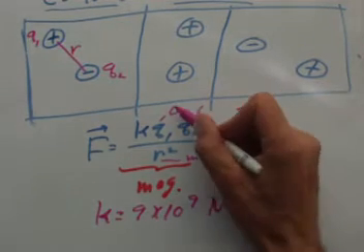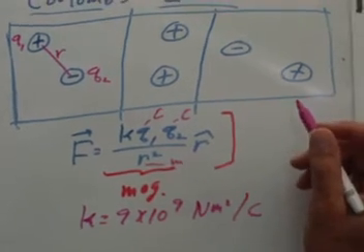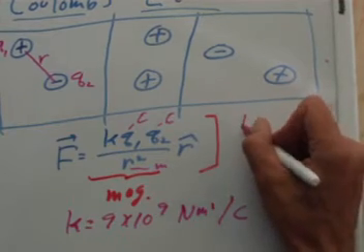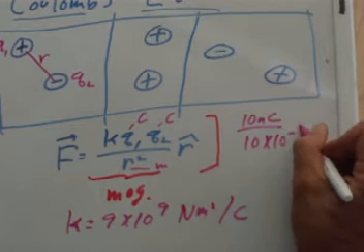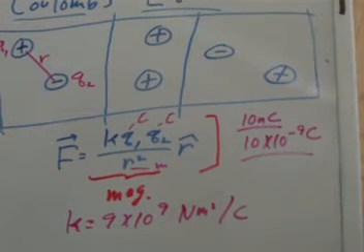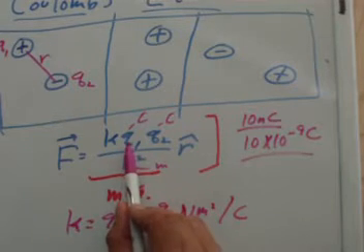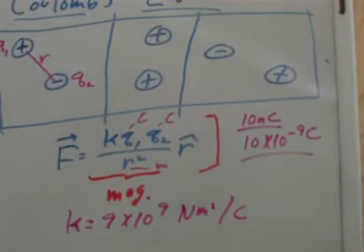Just be careful with those units, because sometimes if you're working a textbook problem, you might be given something like 10 nanocoulombs, in which case you have to be careful to write 10 times 10 to the minus 9 coulombs before you plug into Coulomb's law. So you have a constant, the amount of charge in the first case and the second case, and a distance squared between them.